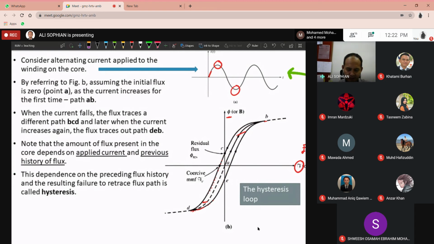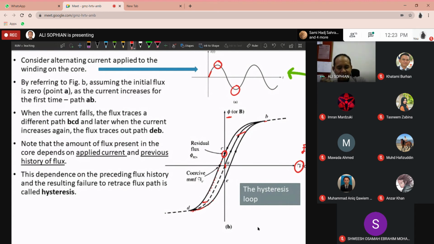Okay, look at this again. There's a point here that we call residual flux. Even if the current is already zero, there is some residual flux in the core, which means the core has become magnetized. It will retain some flux although you have removed the current. Because the core has been magnetized, it will retain some flux in it.